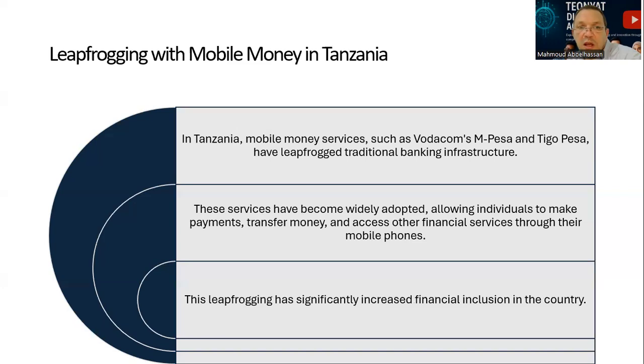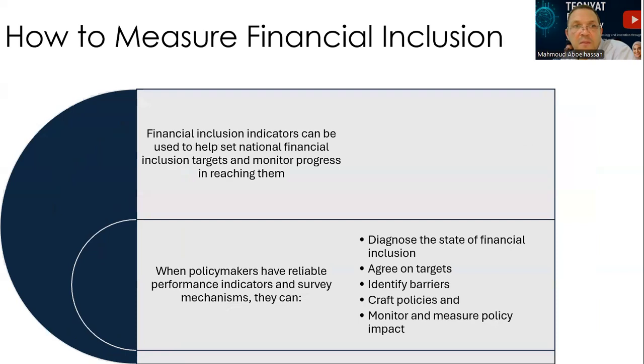In Tanzania, mobile money services such as Vodacom M-Pesa and Tigo Pesa have leapfrogged traditional banking infrastructure. These services allowed individuals to make payments, transfer money, and access financial services using their smartphones, and increased the pace of financial inclusion acceleration in the country.